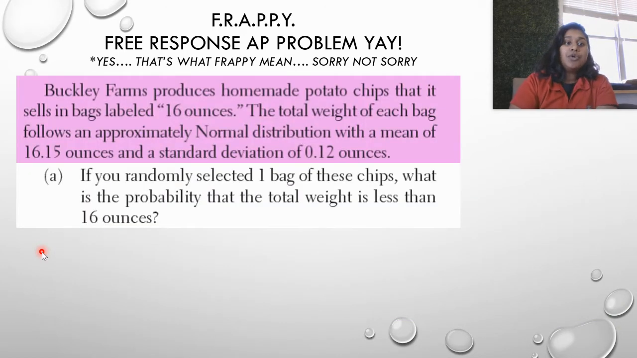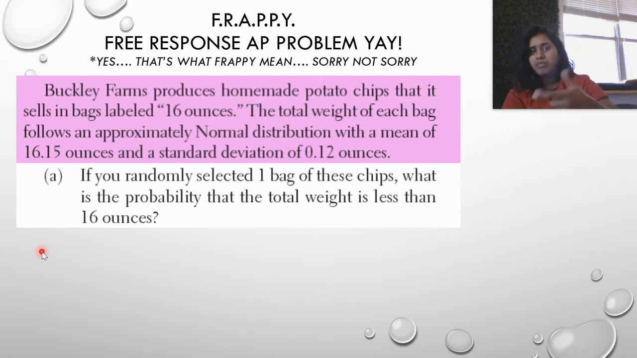All right. So Buckley Farms produced homemade potato chips that it sells in bags labeled 16 ounces. The total weight of each bag follows an approximately normal distribution with a mean of 16.15 ounces and a standard deviation of 0.12 ounces. If you randomly selected one bag of these chips, what is the probability that the total weight is less than 16 ounces? Cool. So I'm looking at a probability. So I'm thinking probably Z-scores, normal distribution, all sorts of important stuff they told me. Not only did they tell me it was normal, they gave me the mean and the standard deviation. So I really am ready to start this question.